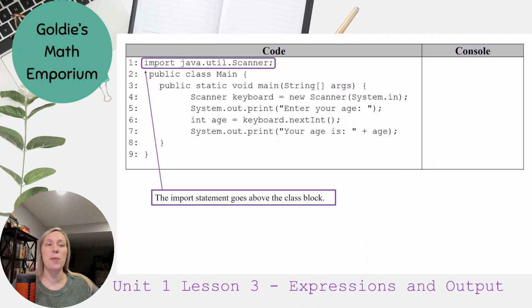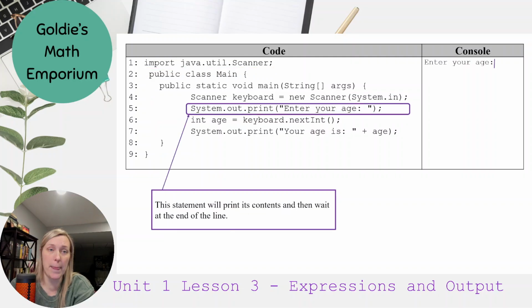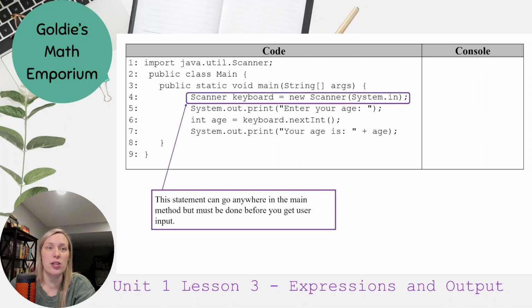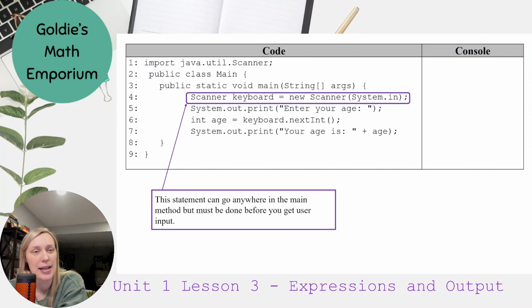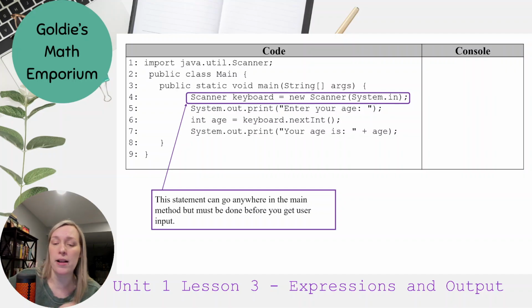Here's my program. The very first statement, you notice I have my import, java.util.Scanner. That goes first, above my class. So then I have my public class Main, public static void main. I have my main class, my main method, and then the very first line inside my main method is to create my scanner object. Again, it's just what I said before. I'm making it right now.